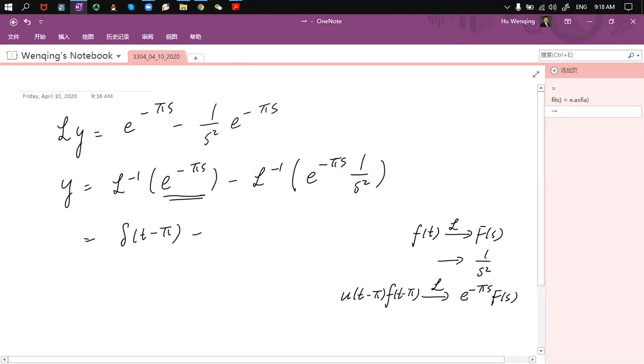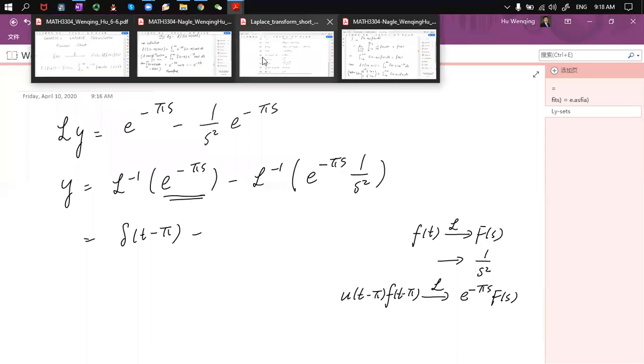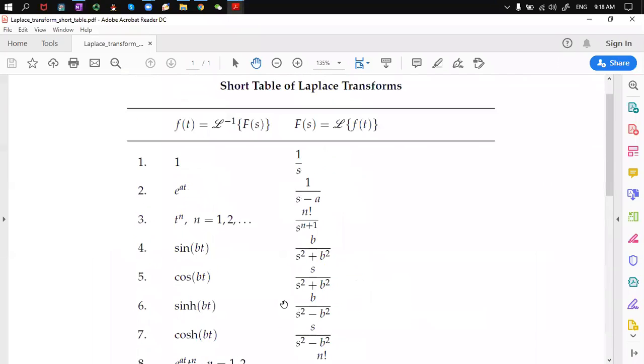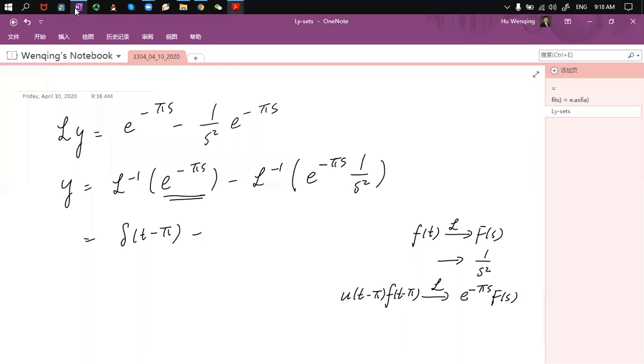So what is going to be the inverse Laplace transform of 1 over s squared? If you look at the inverse Laplace transform of 1 over s squared, you should look at the second column of this table, right? So 1 over s squared is n equal to 1 here, so it's transformed back into t, just the first power of t. So the function is just t.